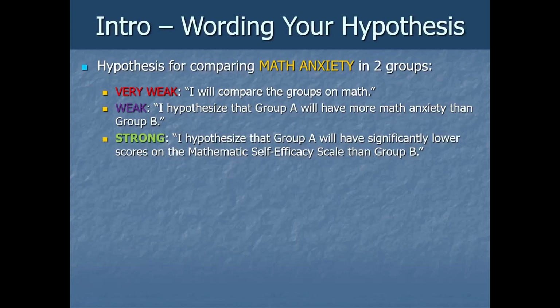I hypothesize that Group A will have significantly lower scores on the mathematic self-efficacy scale than Group B. We now have an idea how this study will be measuring math anxiety. Whether we think a self-report scale is the best way to measure anxiety versus something else, that's a different question. But you can see how it's clear to the reader how we are going to measure math anxiety in this particular study.